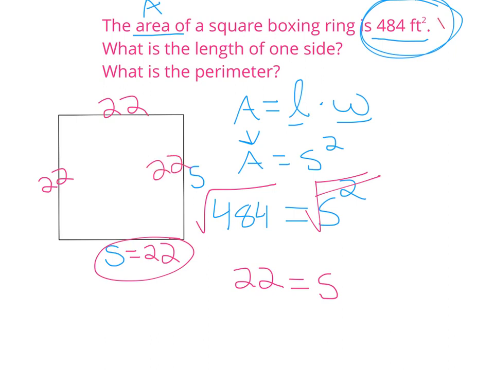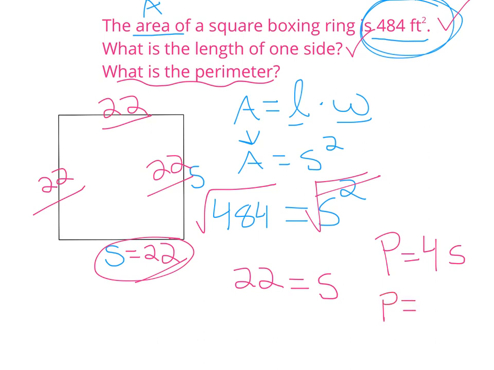So we have the area, we just found the length of one side, and then the last question is, what is the perimeter? Well, perimeter means add up all four sides together, or multiply the side length by 4. So in this case, the perimeter, 4 times 22, is 88. And I guess I should get my units on there. 88 feet, and this was 22 feet.